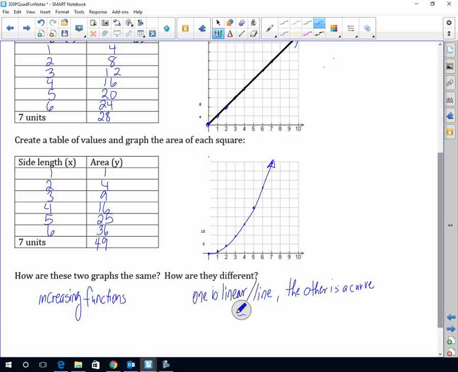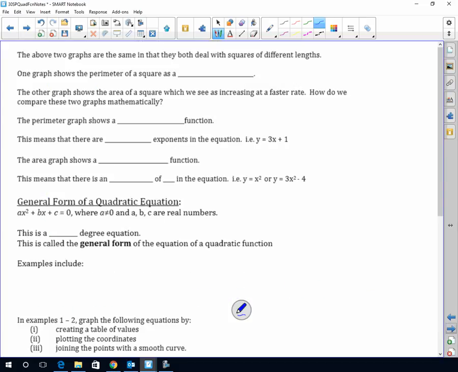So the above two graphs are the same in that they both deal with squares of different lengths. One graph shows the perimeter of a square as a line. The other graph shows the area of a square, which we see as increasing at a faster rate. How do we compare these two graphs mathematically? The perimeter graph shows a linear function. Linear. L-I-N-E-A-R.